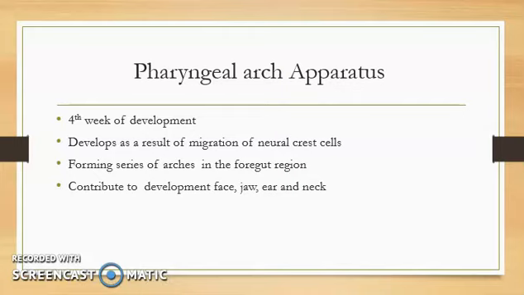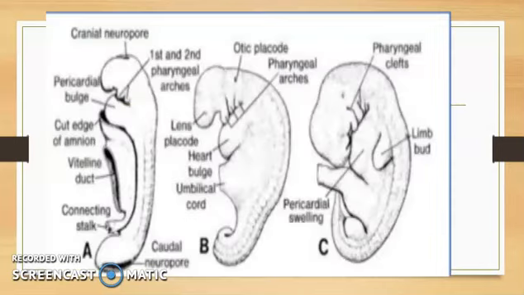The pharyngeal arches contribute to the development of face, jaw, ear, and neck. Most of the skeletal component in the head and neck is derived from pharyngeal arches. The neural crest cells migrate into these pharyngeal arches to form the mesenchyme. The original mesoderm of the arch gives rise to muscles of the face and neck.